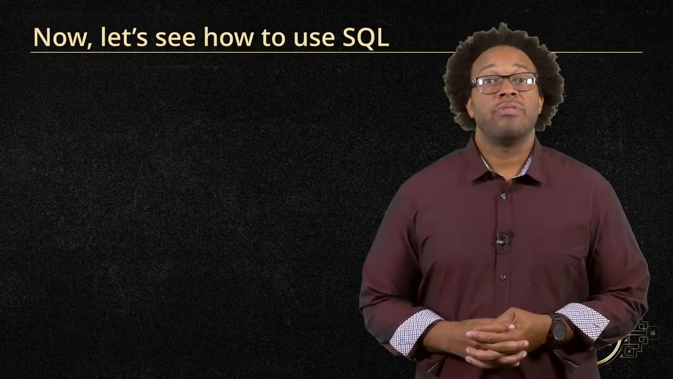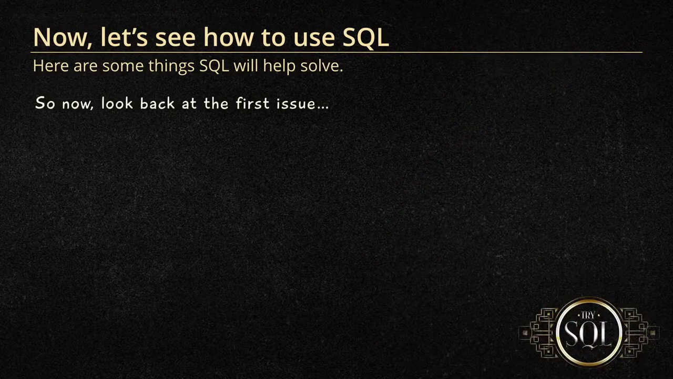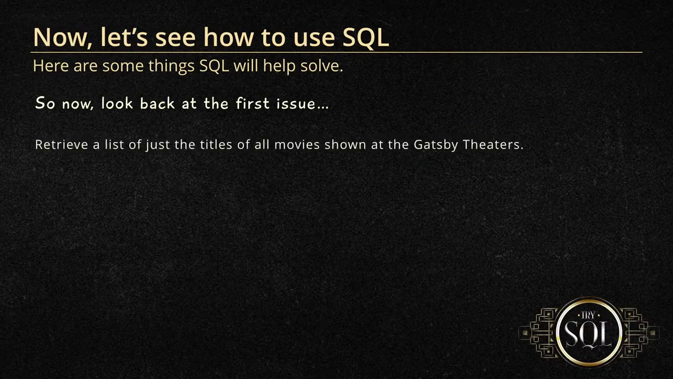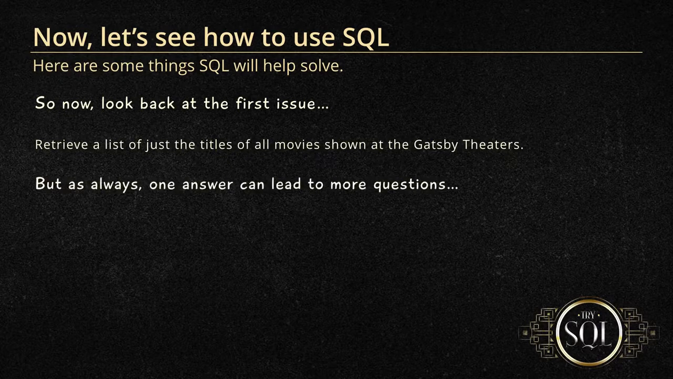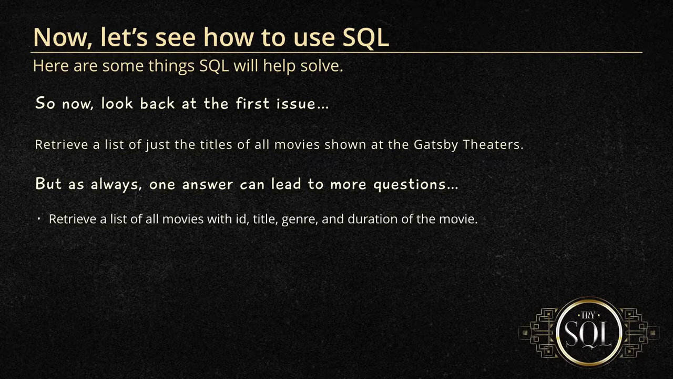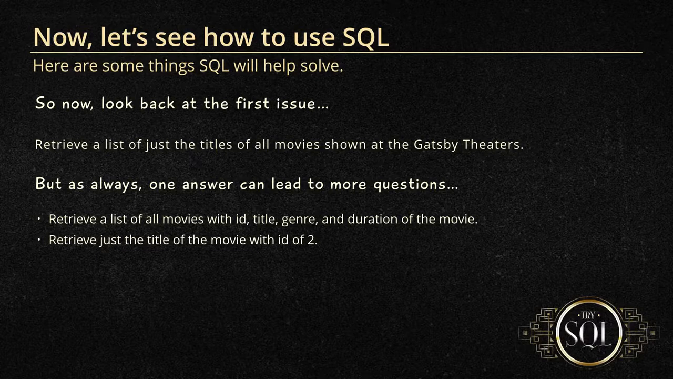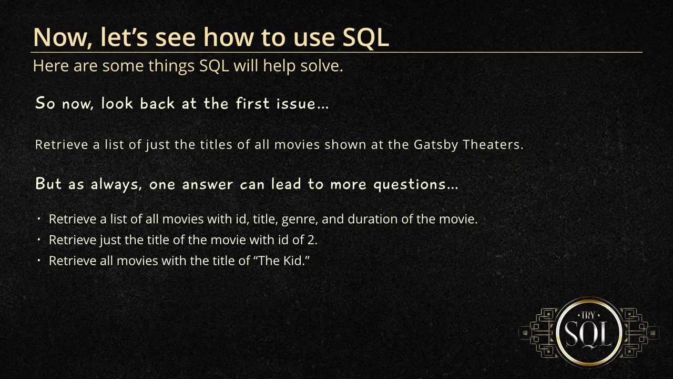So now we're ready to do a few things with SQL. We have the original issue of finding all of the movie titles being shown at the Gatsby theaters. But let's add a few more tasks to really show how useful SQL can be. First, we want to get a list of all the movies and all of the information about them. Next, we want to find just the title of a movie with an ID of 2. Lastly, we want to retrieve all the movies that have the title The Kid.